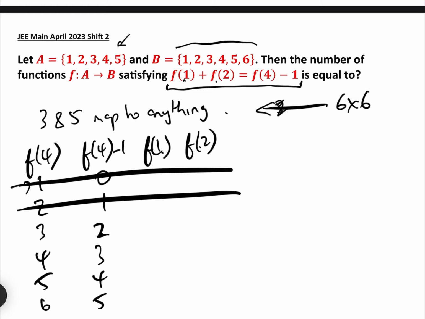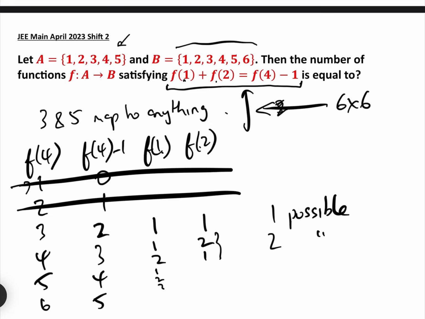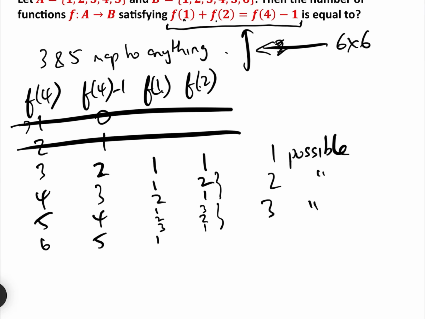If f of 4 is 3, then f of 4 minus 1 is 2. Well, basically, that means that f of 1 must map to 1 and f of 2 must be 1. That's the only possible that can satisfy this constraint, which is 1 possible. What about f of 4 at 4? Well, basically, f of 1 could be 1 and f of 2 could be 2, or f of 1 could be 2 and f of 2 could be 1. So that's 2 possible. And then if f of 4 is 5, f of 4 minus 1 is 4. So f of 1 and f of 2 could be 1 and 3, or 3 and 1, or 2 and 2, which is 3 possibles. And then finally for 6, clearly it's going to be 1 and 4, 2 and 3, 3 and 2, or 4 and 1, which is another 4 possibles.